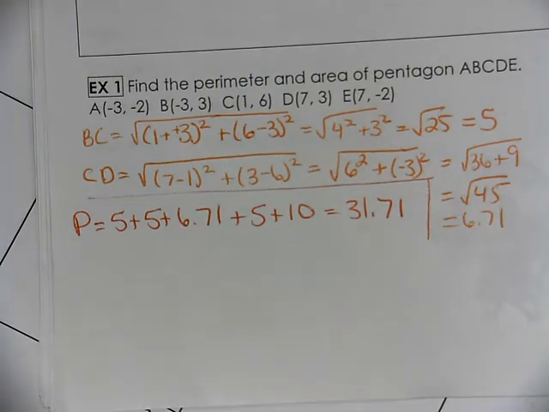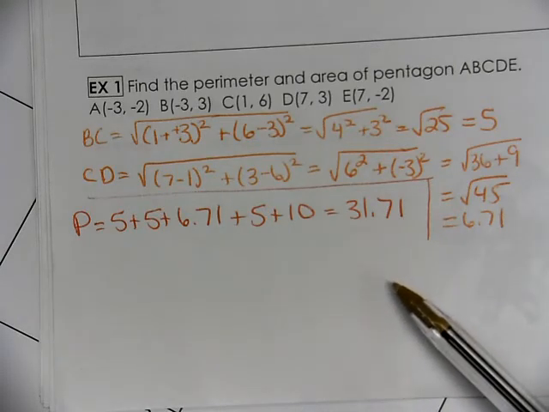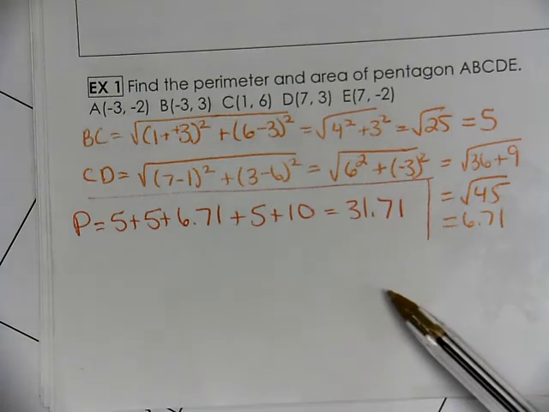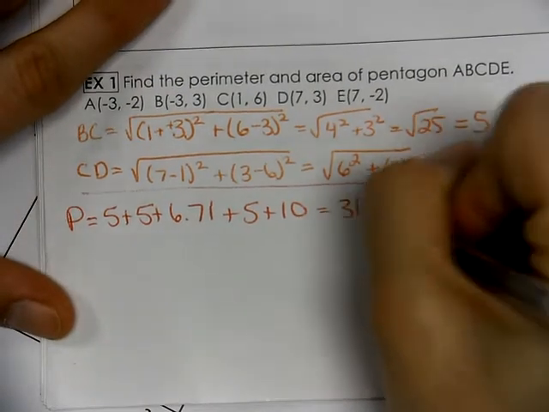If I gave you units, like let's say the units here were feet, what would my units be of perimeter? You're just adding. Yeah, they just stay feet. Let's just put feet just because.